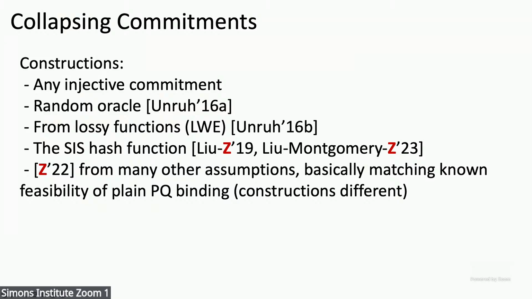Lossy functions, which you can build from lattices, are collapsing. Basically, you have a hybrid where you're injective on some part, so you can kind of imagine why lossy functions would work here. We show that the SIS hash function is collapsing. In terms of feasibility, this is redundant, but it shows that there are multiple ways of getting these constructions. And then we also showed it from a handful of other assumptions as well.